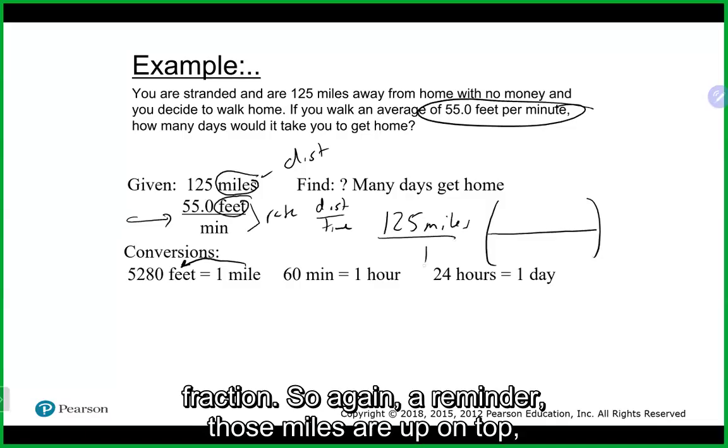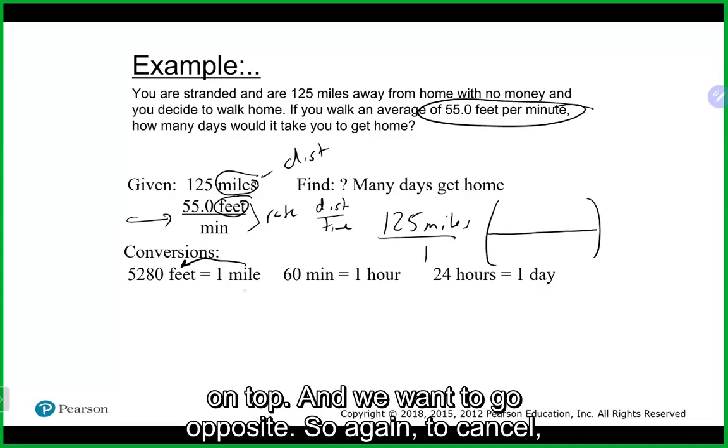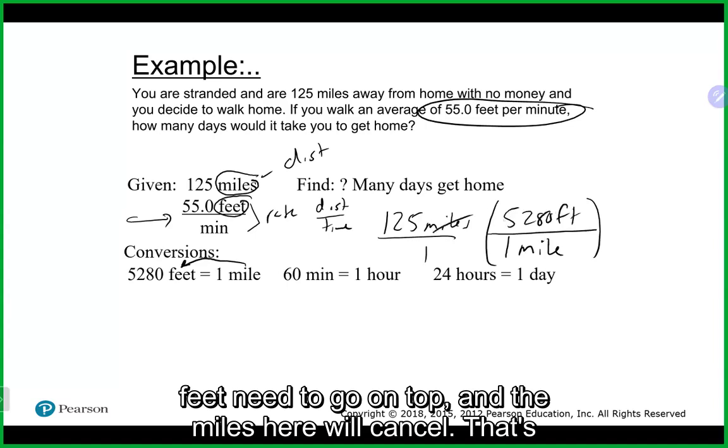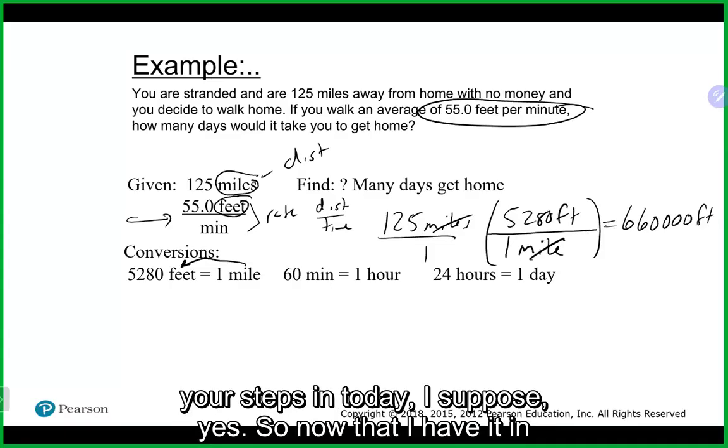So again, a reminder, those miles are up on top, right? So when you start with just one number by itself, it's basically on top. And we want to go opposite. So again, to cancel, we want to get rid of miles. That has to go on the bottom. My 5,280 feet need to go on top. And the miles here will cancel. That's going to give me a whopping 660,000 feet. Definitely gonna get your steps in today, I suppose.